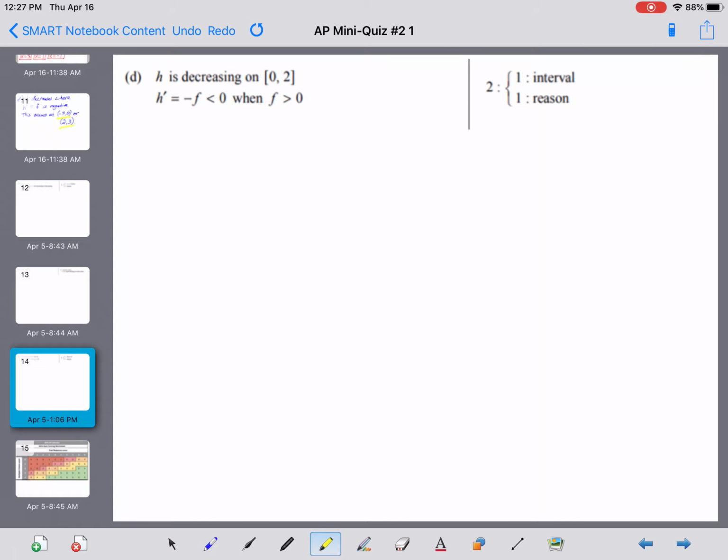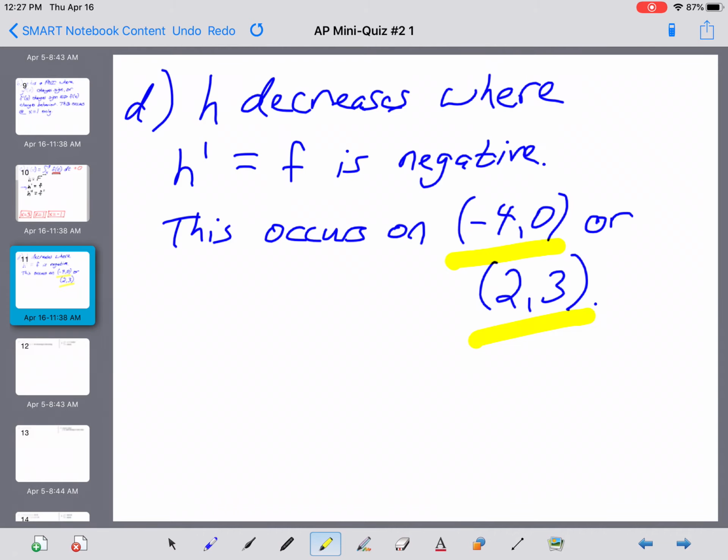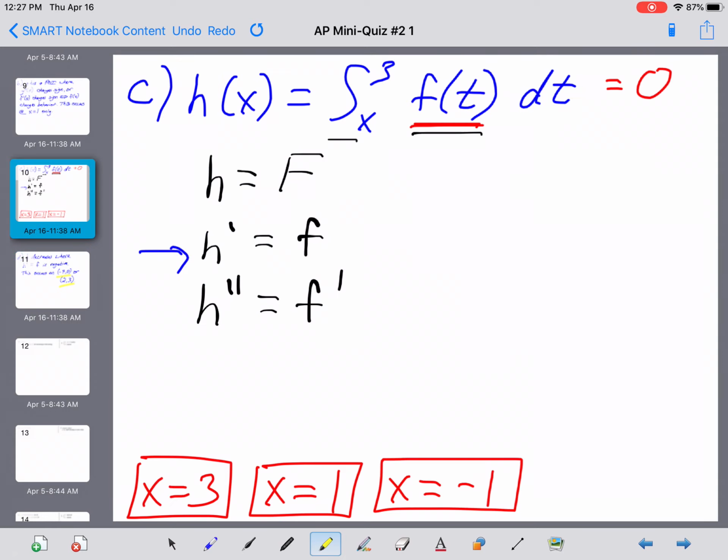got a problem with that one right there. H is decreasing, they said, only on the interval from 0 to 2. What did we do wrong on that one here, guys? Let's take a look at that one. H is decreasing where h prime was going to be negative. All right, so how do we get that one wrong? Hang on just a second.